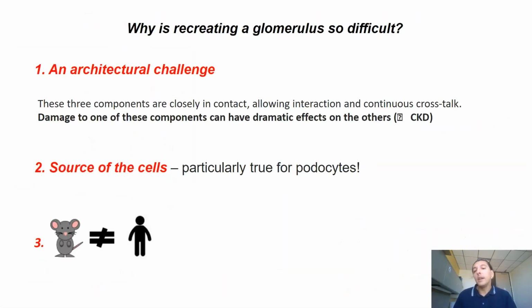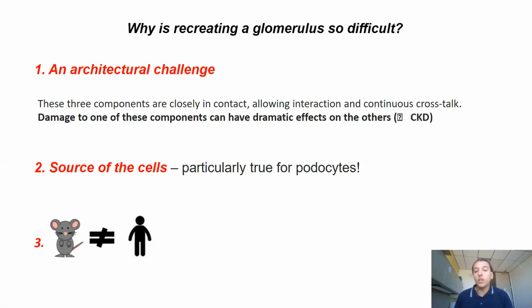Why is recreating a glomerulus so difficult? There are three main reasons. The first one is an architectural challenge. These three components that we were saying are closely in contact, and this allows interaction and continuous crosstalk.